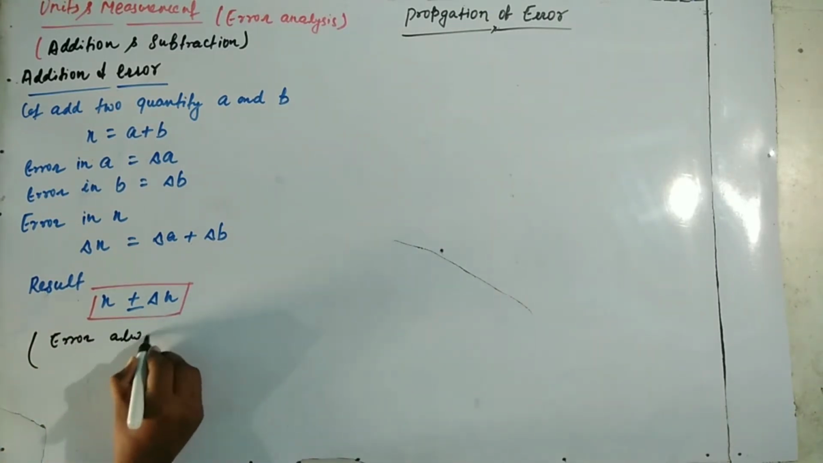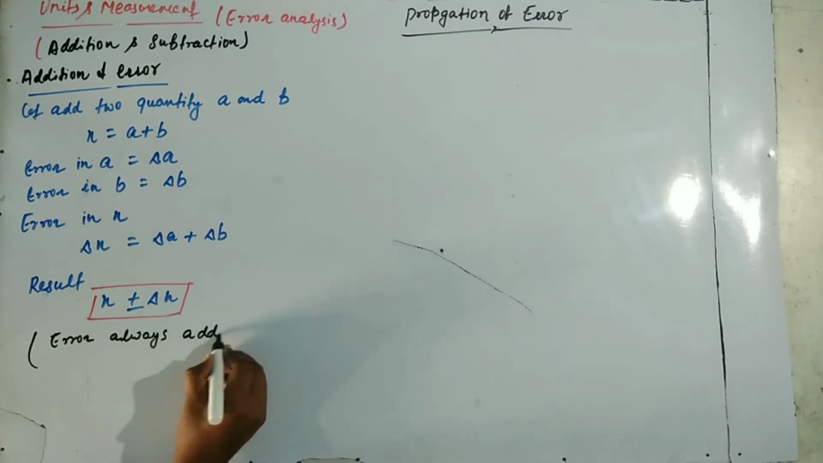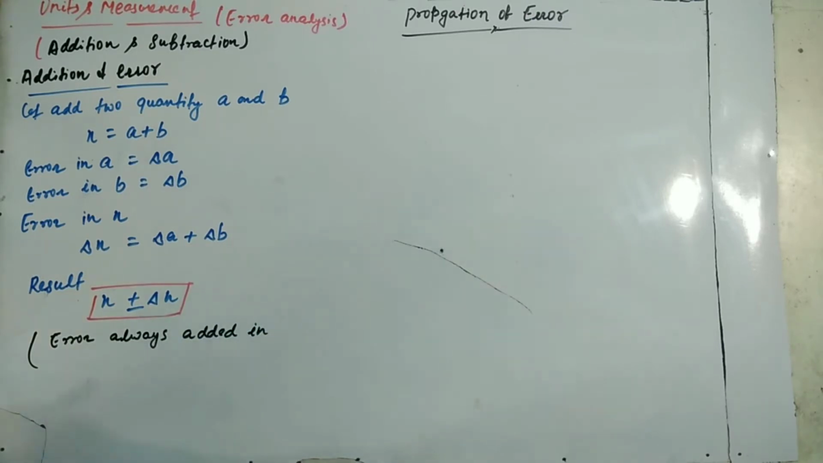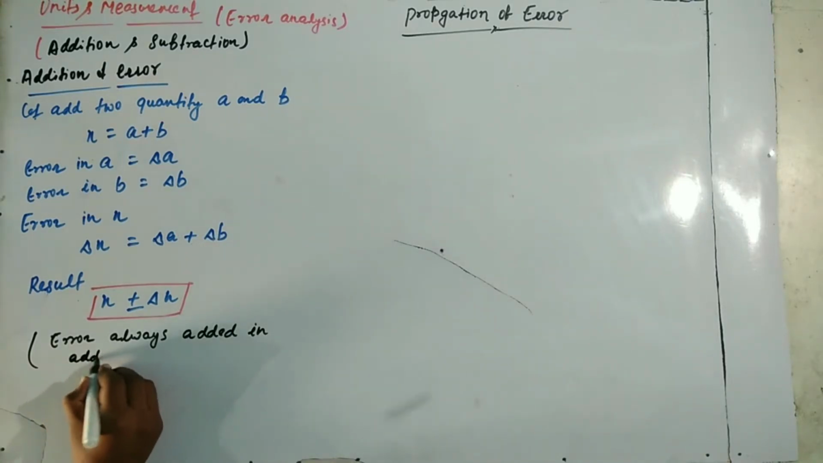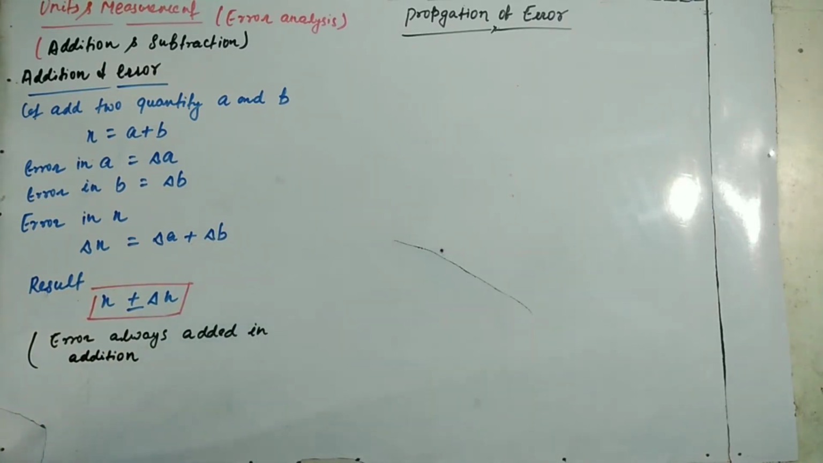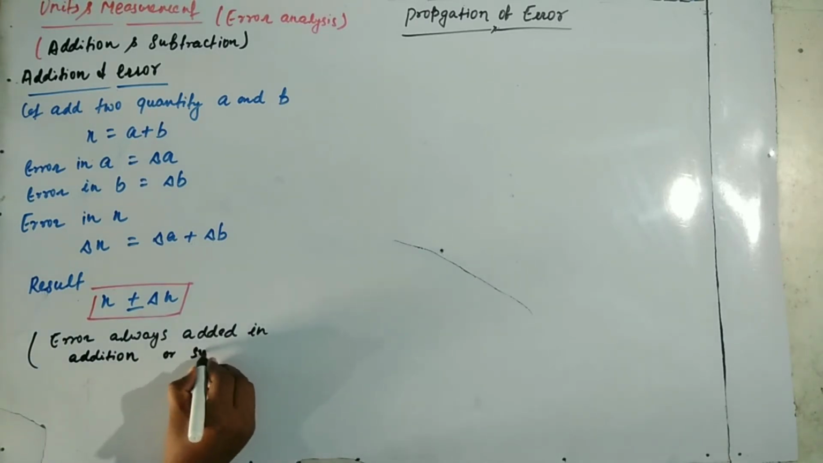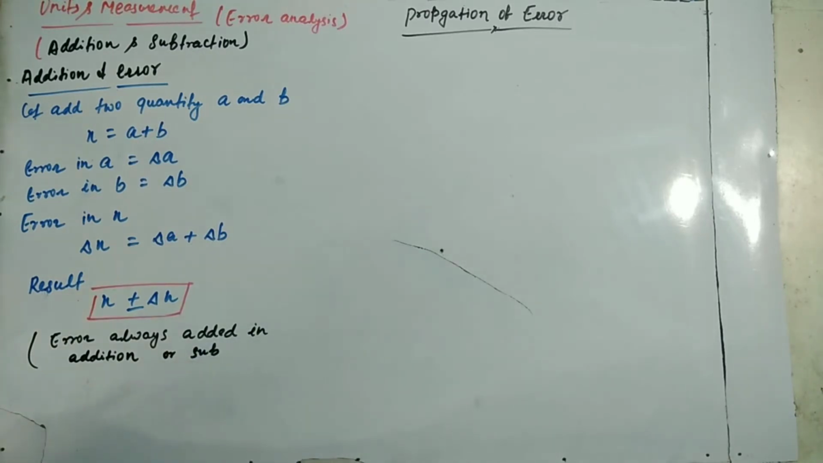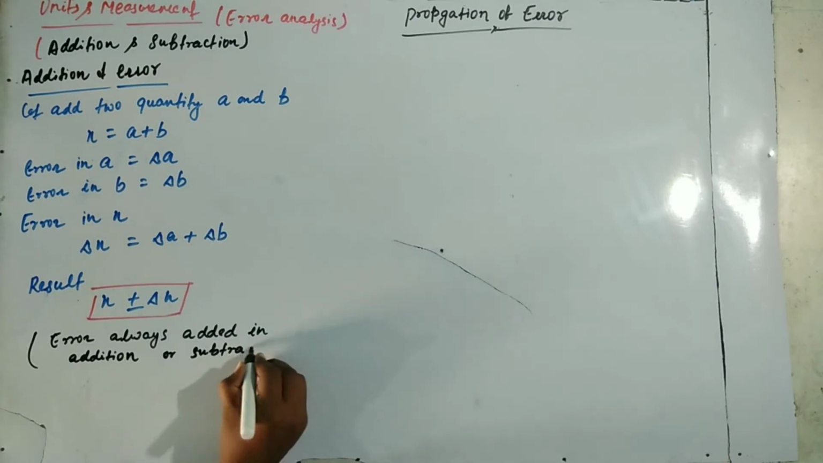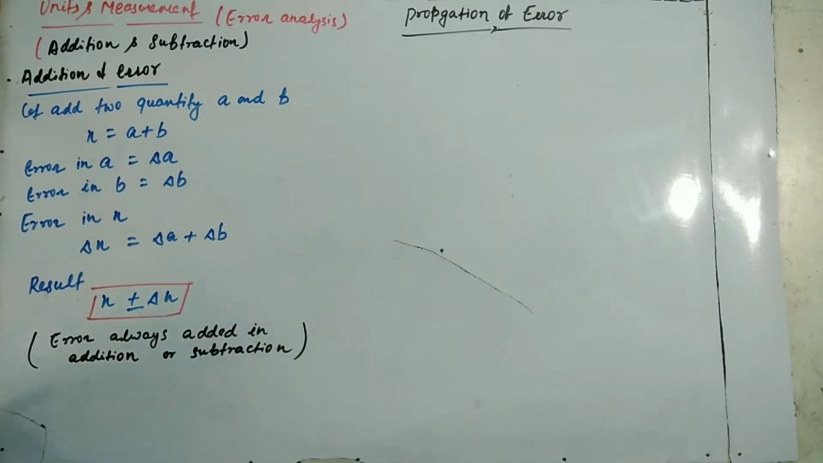In addition of error, one important point is that error is always added in both addition and subtraction. In any case of addition or subtraction, error is always added.